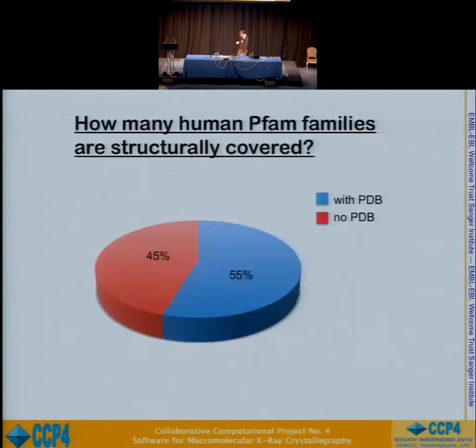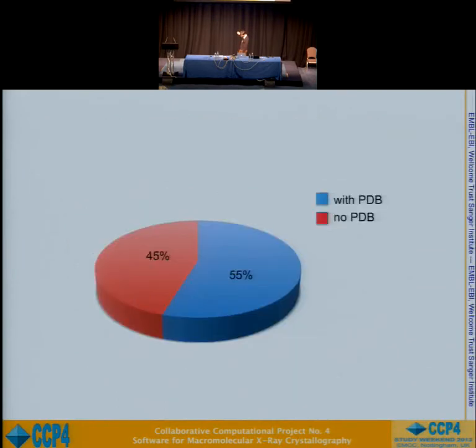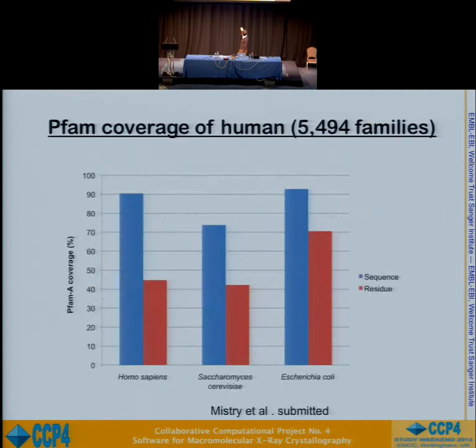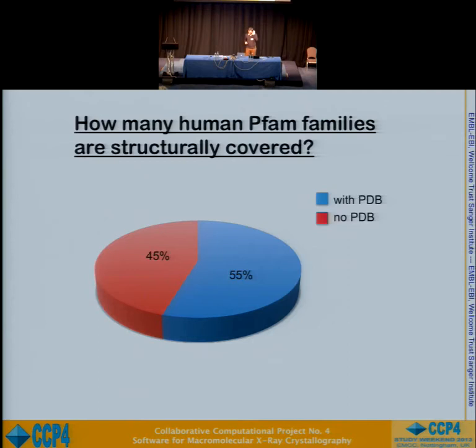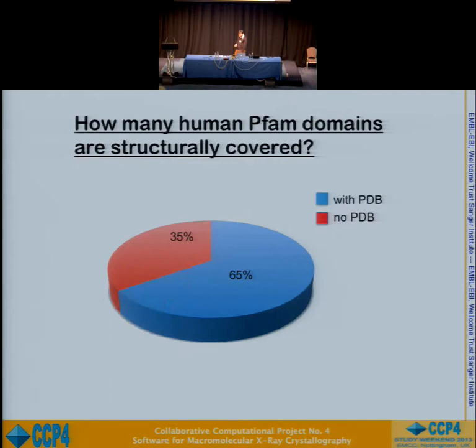What we cover accounts for about 5,500 families. Of these, we have a structure for about 55%, a bit better than UniProt, but still 45% of the families that have at least the human protein are not covered. At the domain level, 35% of the domains are not covered, so this is actually worse than what we saw in the whole of UniProt.